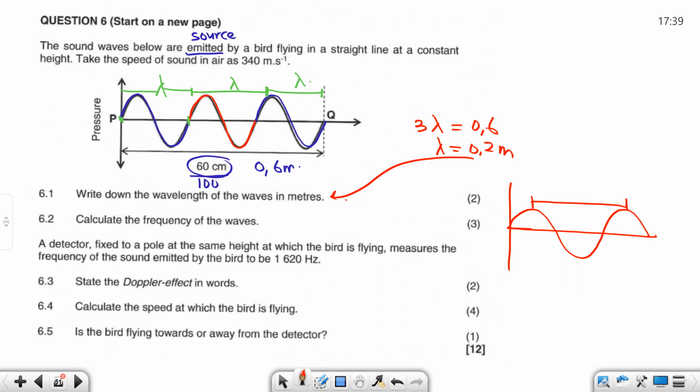And grade 10. This is all grade 10. What is frequency? Can we define frequency? Number of something. Number of complete waves that pass through a point in 1 second. It's the same thing. Number of full oscillations.